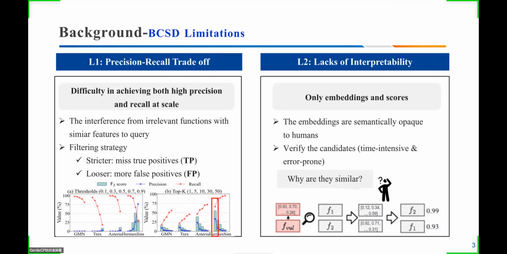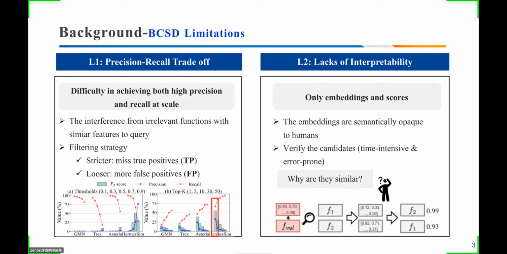Despite recent advances, learning-based BCSD approaches face two main limitations. First, achieving both high precision and recall in large-scale detection is difficult. As the number of candidate functions grows, so does the number of irrelevant ones with similar features, forcing analysts into a trade-off. A stricter filtering may miss true positives, while looser filtering leads to more false positives.